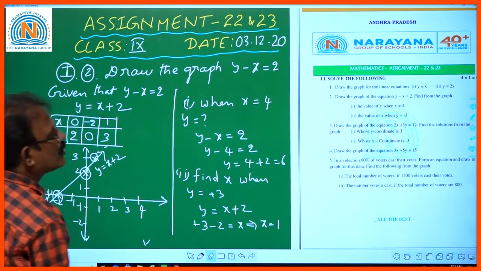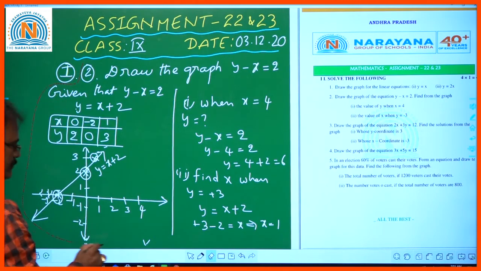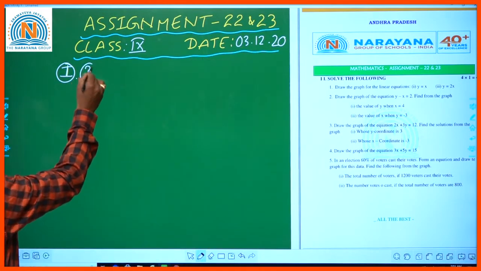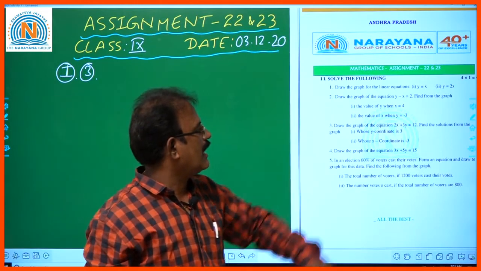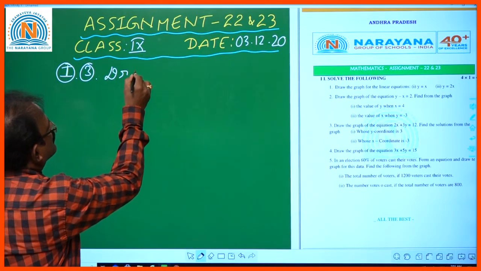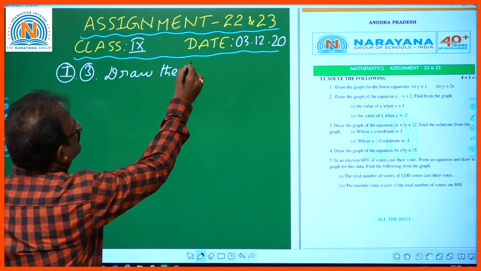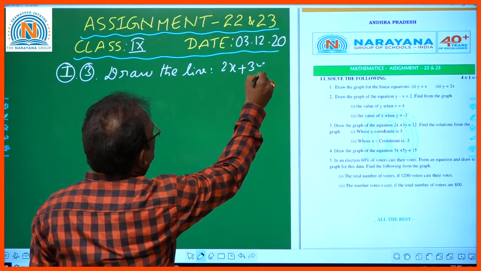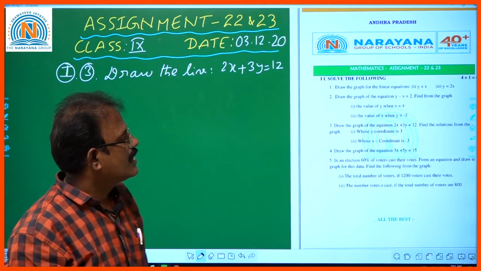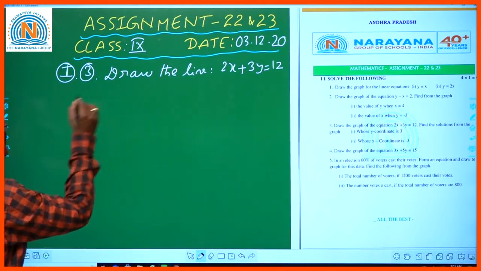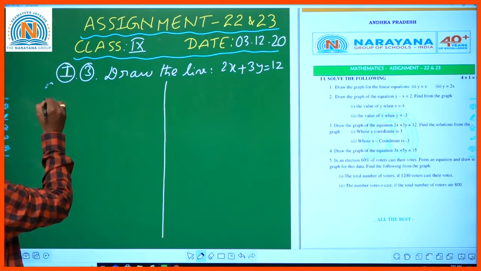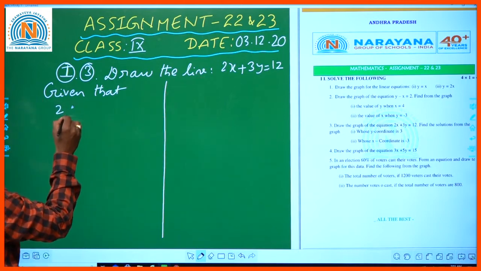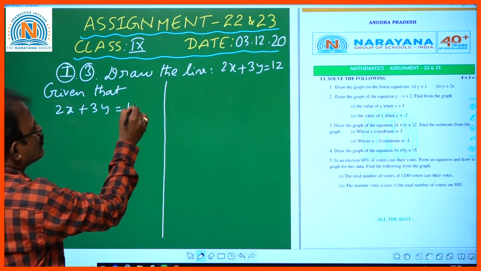So next question, the third one. Draw the graph of the line 2x plus 3y is equal to 12. Find the solution from the graph. First of all, what is given? 2x plus 3y is equal to 12.